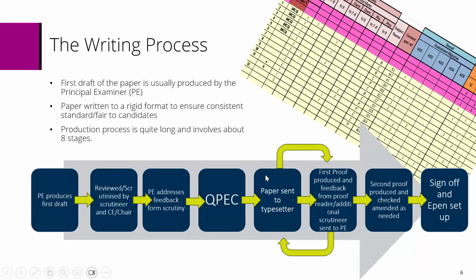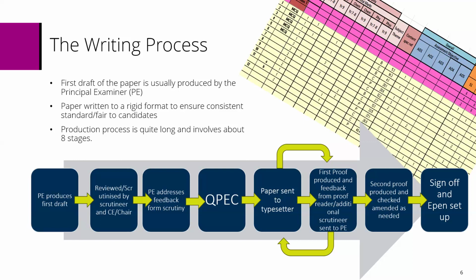The writing process is quite long and involved. There are about 8 steps. You can see, first of all, I'll sit down and I'll produce a first draft. And that's guided by all of those drivers I've just talked about. There's a spreadsheet which we call an AOD, which is designed to help me keep track of those and make sure we get the right number of marks in each section.